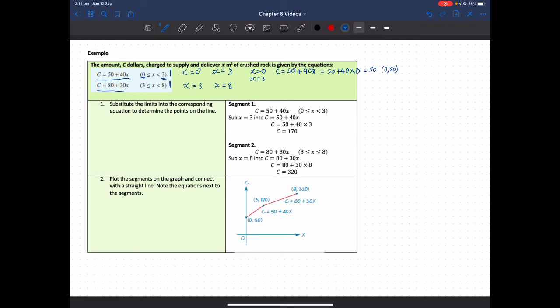I then do the same with x is equal to 3. C is equal to 50 plus 40x, which is 50 plus 40 times 3. 40 times 3 is 120. 50 plus 120 is 170. That gives me the point 3, 170.